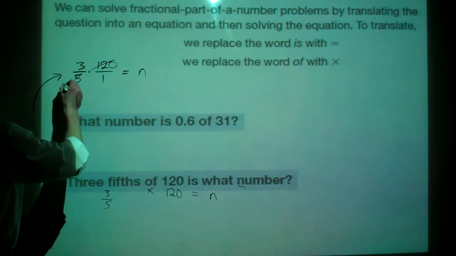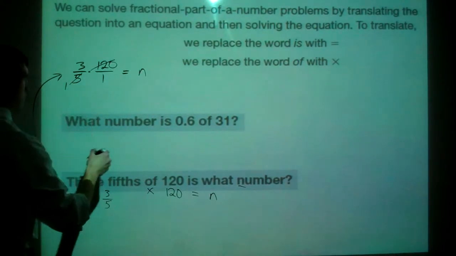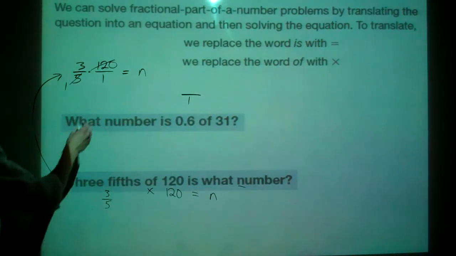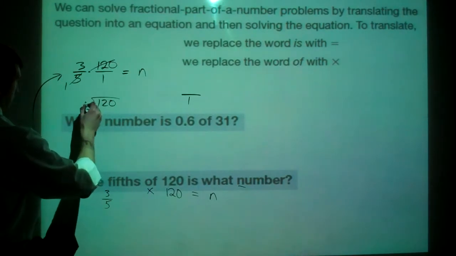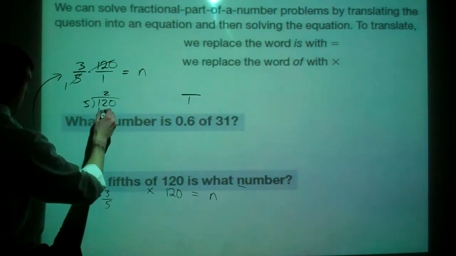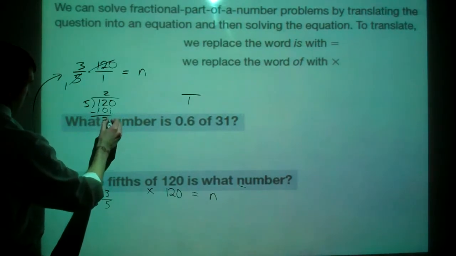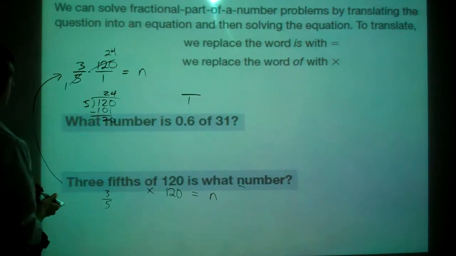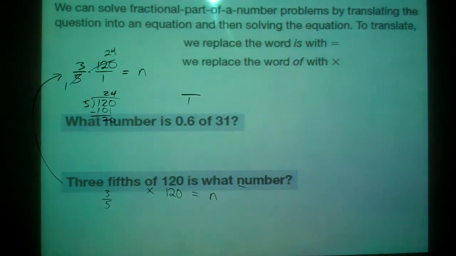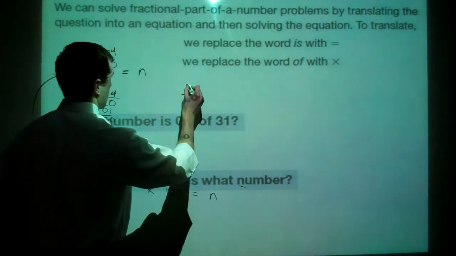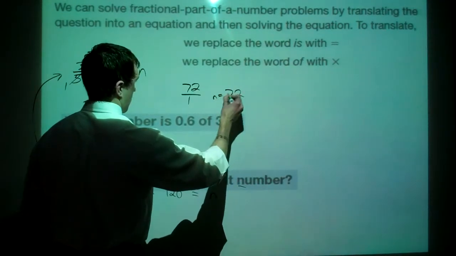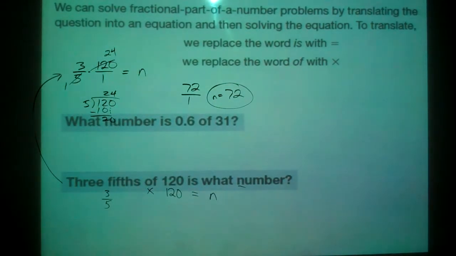So 5 divided by 5 is 1. Now we have 1 times 1, which is 1. And then 120 divided by 5. See what we get there. 5 goes in there twice. Drop that down, and we get 24. So this would be 24. And 3 times 24 is 72. 72 over 1, or 72. So n would be 72 for that one. Okay?